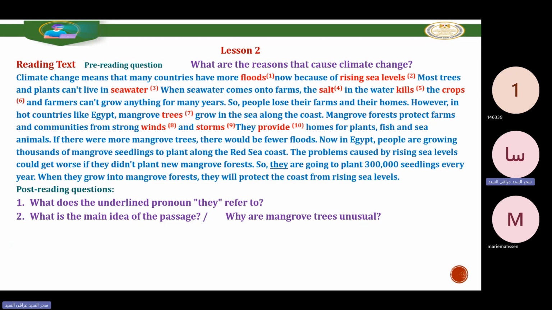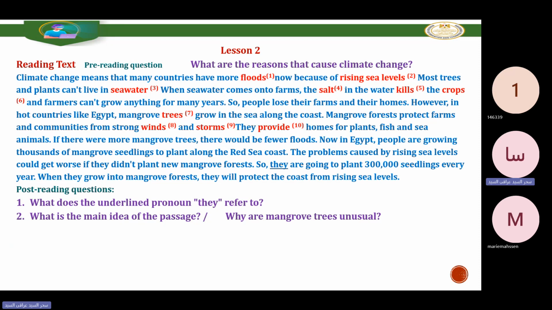Of course, there are a lot of reasons that cause climate change. We are going to know one of them right now. Climate change means that many countries have more floods now because of rising sea level. Most trees and plants can't live in seawater. When seawater comes onto farms, the salt in the water kills the crops, and farmers can't grow anything for many years. So people lose their farms and their homes.